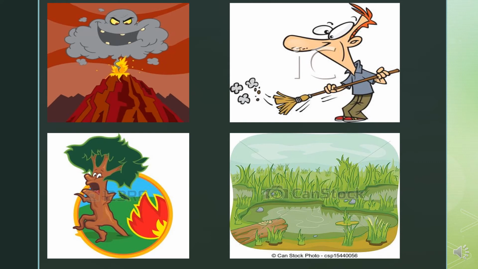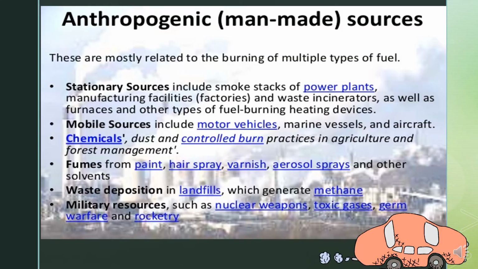These are certain clip cards of natural air pollution. First one is volcanic, second one is dust, third one is forest fires, and fourth one is wetland. These are the cartoonic representations of air pollution.